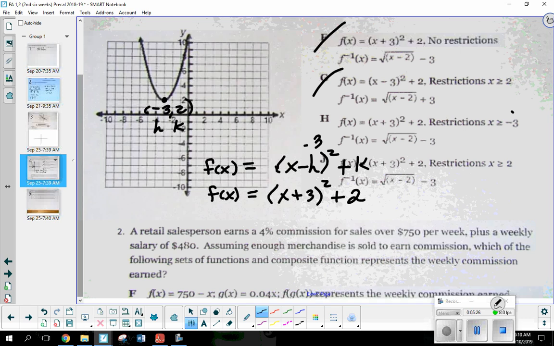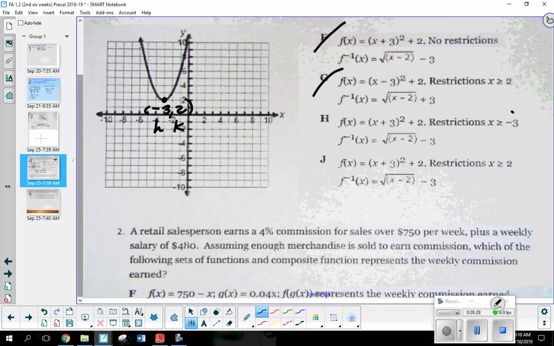So we've seen problems like this before. What would I need to do to make it one-to-one? I'd have to restrict it. Basically, I would have to cut one half of this graph off horizontally. Now, does it matter if I restrict it to the left side or to the right side, basically less than -3 or greater than -3? It ultimately doesn't matter.